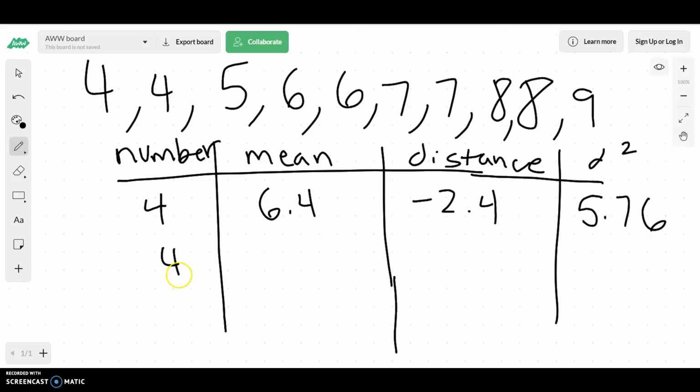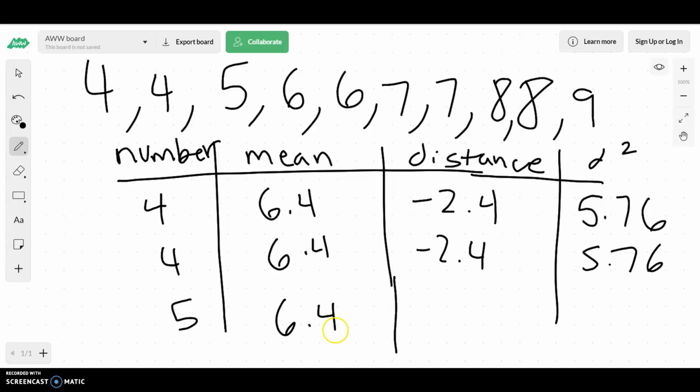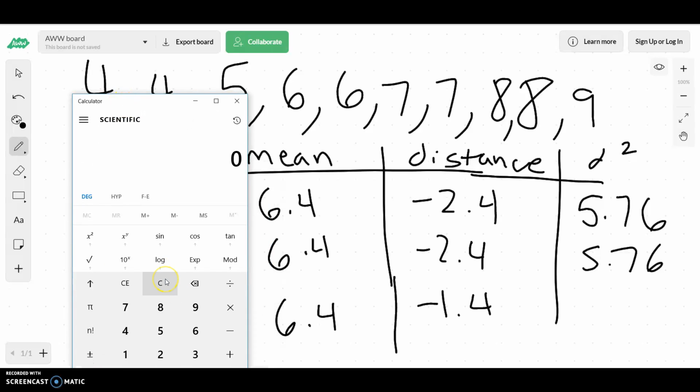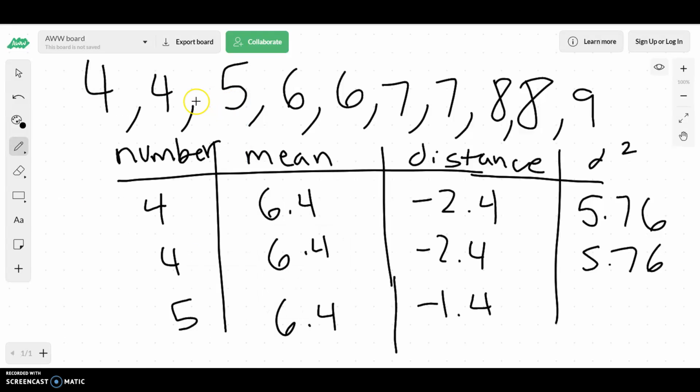Then we would do that with the next number, which is the exact same. And then we would do that with the next number, which is going to give us negative 1.4. Whoops. 1.4 squared, which is 1.96. And the next number, which is 6.